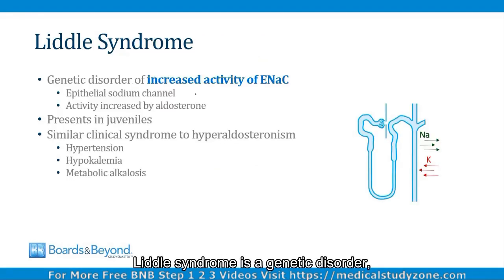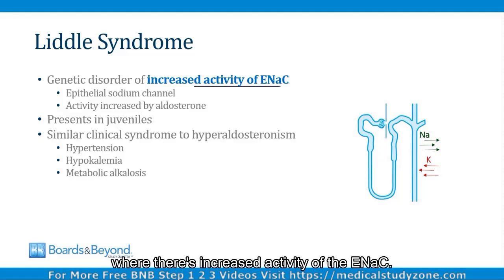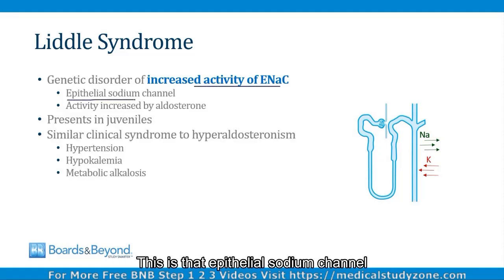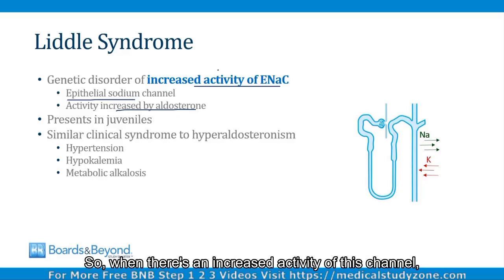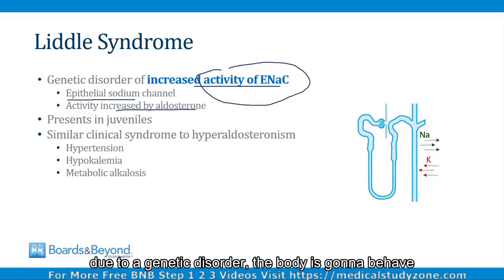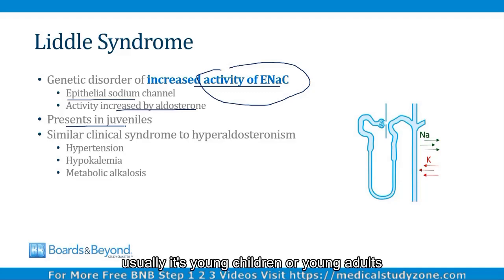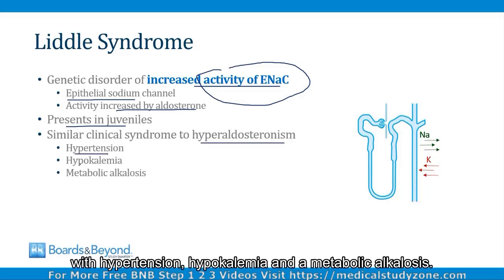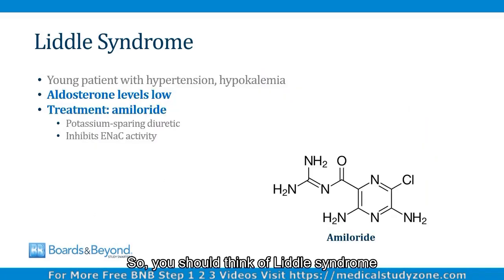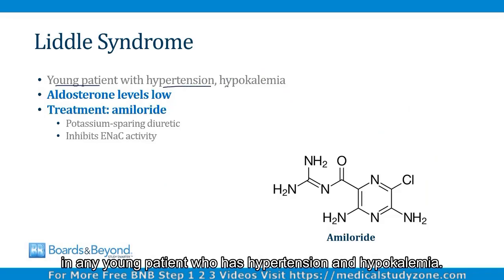Liddle syndrome is a genetic disorder where there's increased activity of the ENaC. This is that epithelial sodium channel we talked about earlier, whose activity is increased by aldosterone. So when there's an increased activity of this channel due to a genetic disorder, the body's going to behave like it always has too much aldosterone around. This presents in juveniles, usually young children or young adults, and it has a similar clinical syndrome to hyperaldosteronism. These patients present with hypertension, hypokalemia, and a metabolic alkalosis. So you should think of Liddle syndrome in any young patient who has hypertension and hypokalemia.